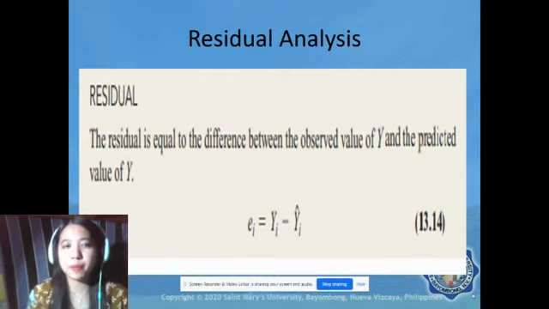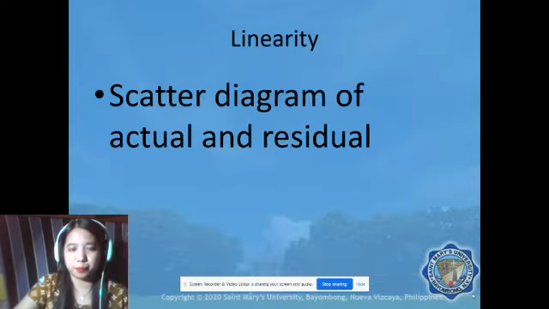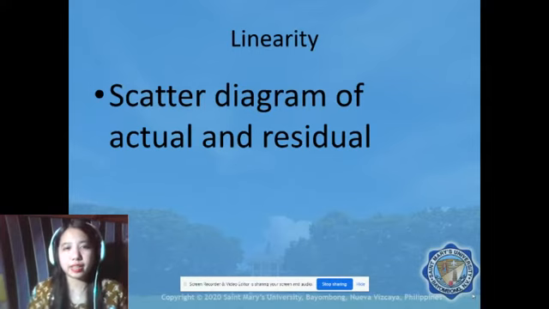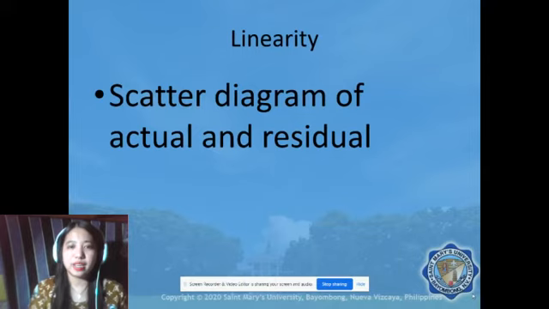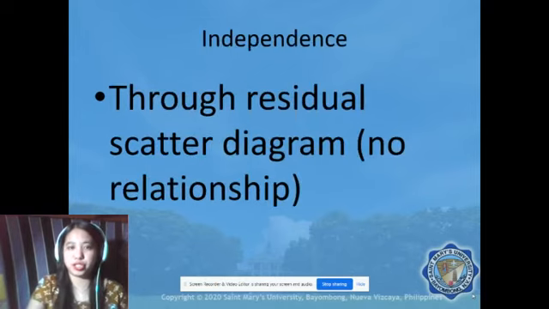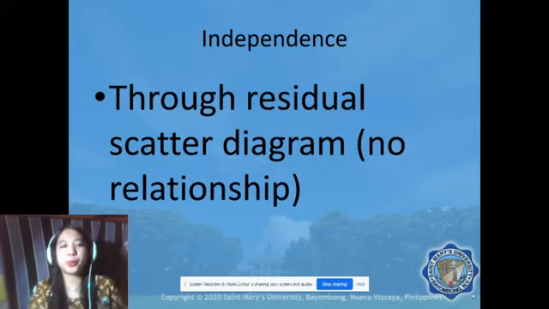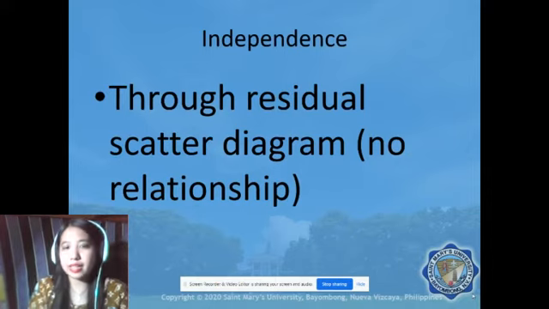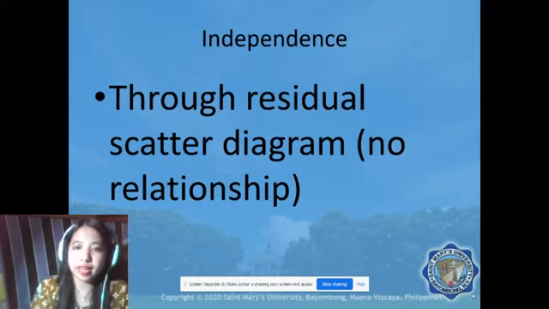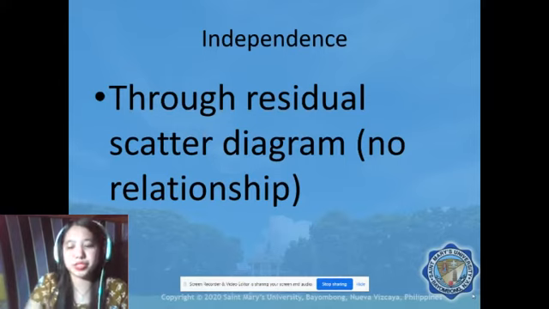First, if we use the manual computation for residual, the residual is the difference between the observed value and the predicted value. For linearity, we check by using the scatter diagram of the original data, to see if you can find a relationship. For independence, you will also use the scatter diagram, but you're going to use the residuals. There is independence when there is no relationship or no pattern in our scatter diagram.